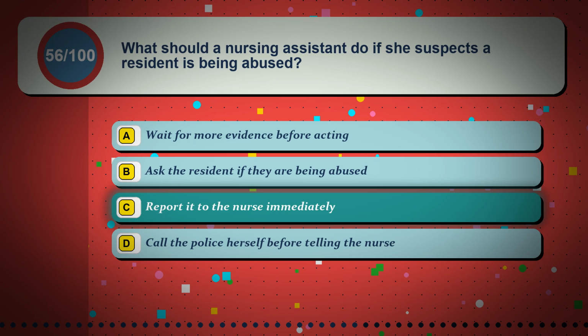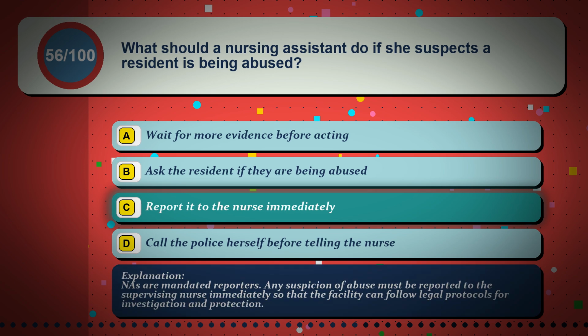The correct answer is option C. Report it to the nurse immediately. NAs are mandated reporters. Any suspicion of abuse must be reported to the supervising nurse immediately so that the facility can follow legal protocols for investigation and protection.